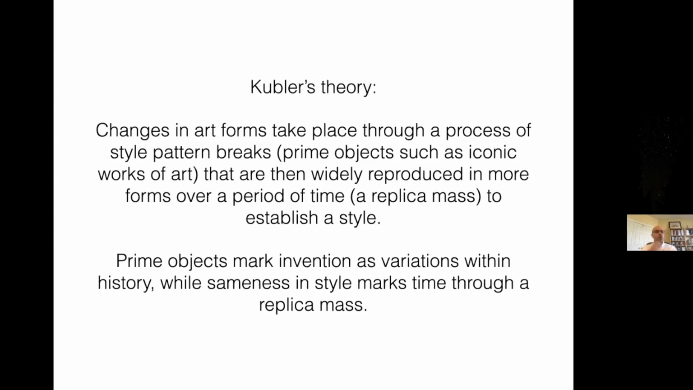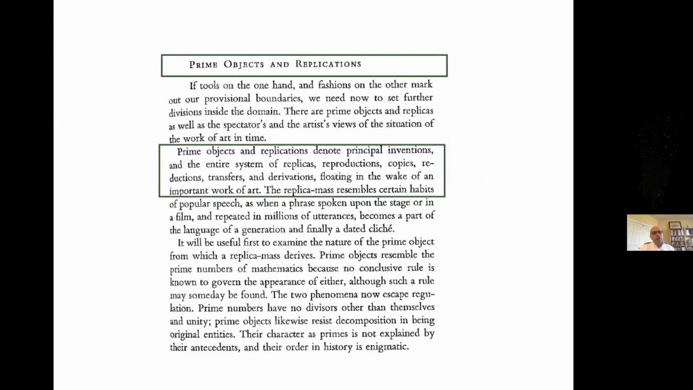If other artists take note of that and start replicating this new style, that becomes a new style. So he focused on the concept of prime objects, which are iconic artworks, and replicas as the process that drives style moving forward. I even found a very interesting quote in his book: primary objects resemble prime numbers of mathematics because no conclusive rules are known to govern the appearance of either, although such a rule may someday be found. This is a very amazing analogy between prime objects in art history and prime numbers. Prime numbers cannot be divided by a number before them, but they divide many numbers that come after them.